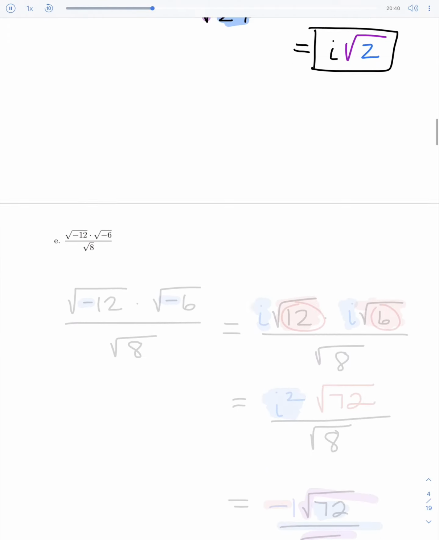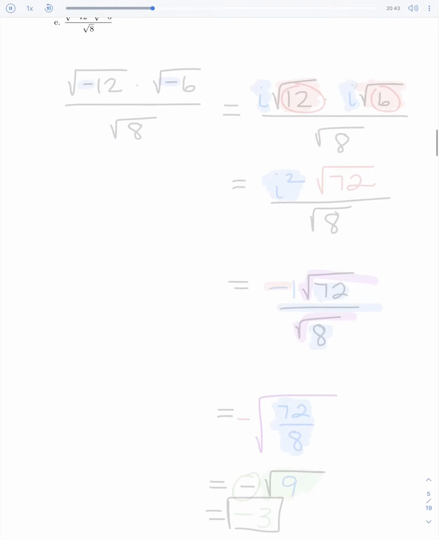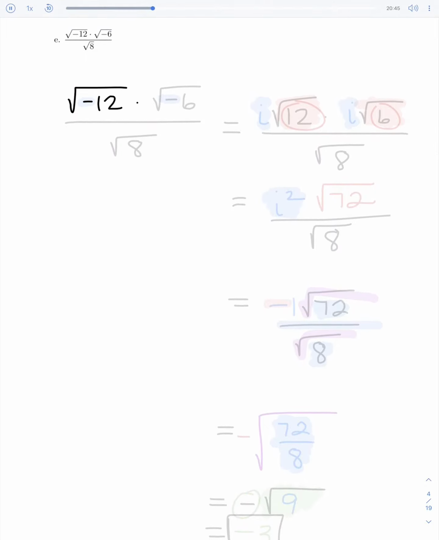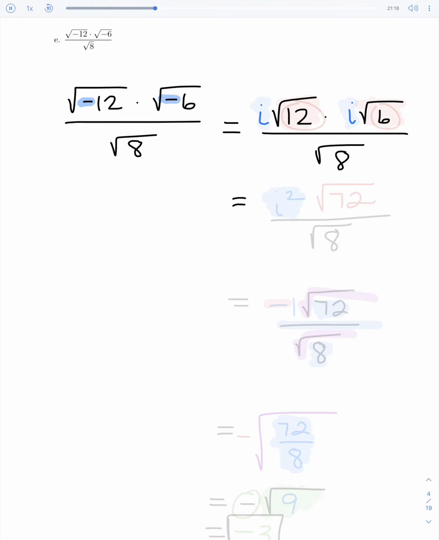And we're done. In the next problem, we have, let's see, the square root of negative 12 times the square root of negative 6 over the square root of 8. So, let's see. We can pull out the i from the first square root on the top, and that will leave us with i square root of 12 times, I can pull out the negative from the second square root as an i as well. So that'll be i times the square root of 6 all over the square root of 8.